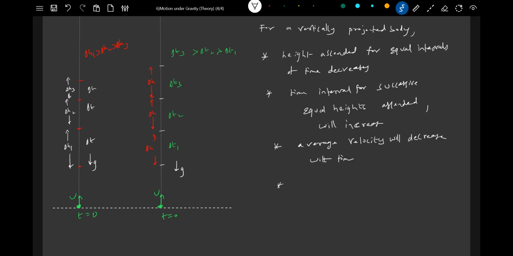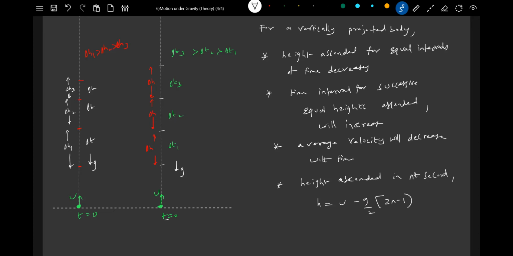Now, what about the height ascended in the nth second? Height ascended in the nth second is given by h equal to u minus g by 2 times (2n minus 1). Okay, these are the things for vertically projected bodies that a student has to remember.